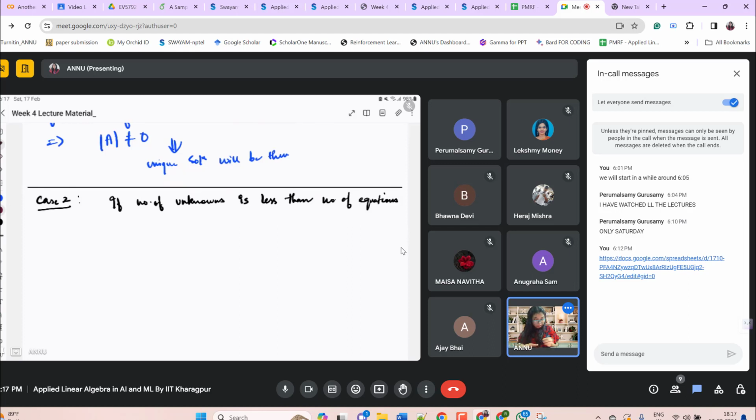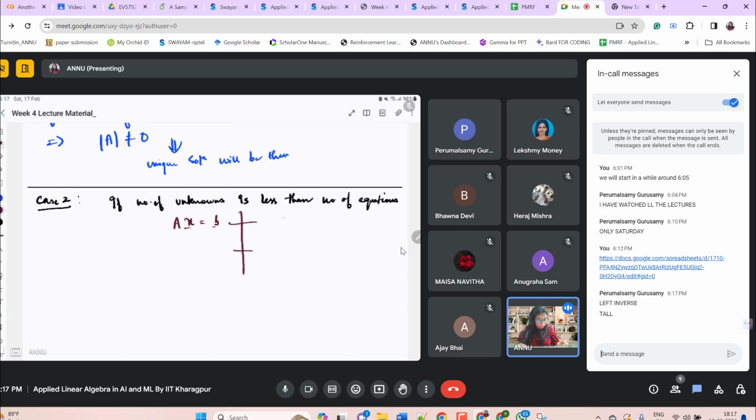Simple. Let's say this is again AX equals B. So here we will have a left inverse. So what type of matrix will be there? Tall or wide? Yeah, he's right. Left inverse will be there. Tall.